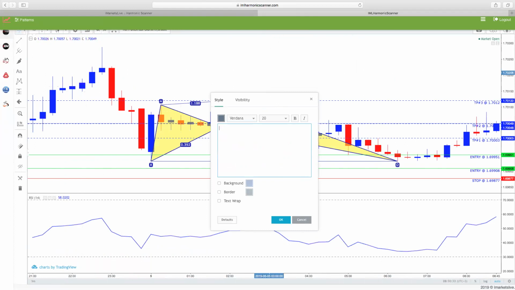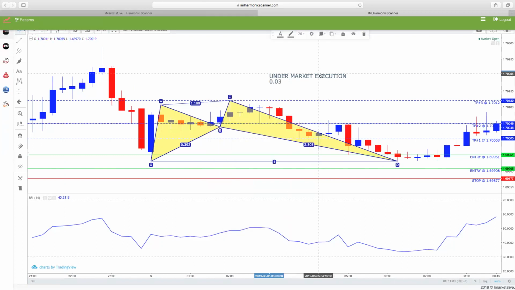Underneath market execution on your MetaTrader 4 app, okay? There's going to be a number. It should say 0.0 something. Okay, it's going to be in black. You want to make sure that that number says 0.03. And you can always change that, okay, to whatever it is that you want it to be. But the standard and what we ask for is 0.03, okay?